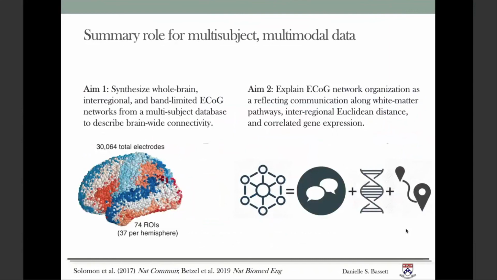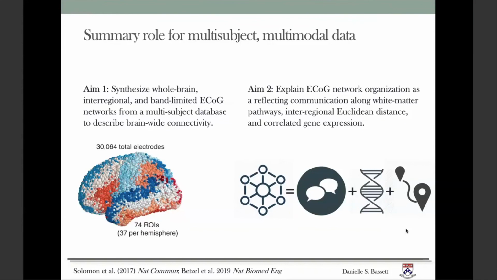So in summary, for this piece, what we wanted to do was to synthesize whole brain interregional and band-limited electrocorticography networks from multi-subject data, which we did. And then after constructing that functional connectivity for each subject and across all subjects for the group, we asked to what degree we could explain that pattern using communication patterns over white matter, gene co-expression, and distance between different regions. And we found that combining all three together, we are able to have a not fully accurate, but somewhat accurate prediction of the average functional connectivity.